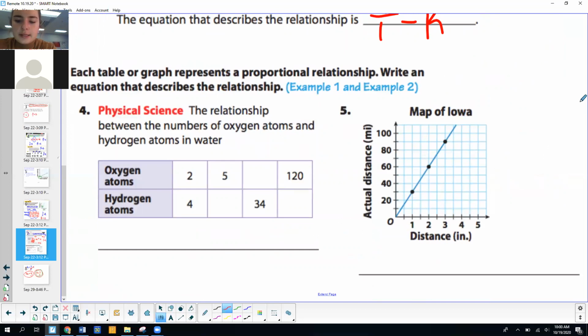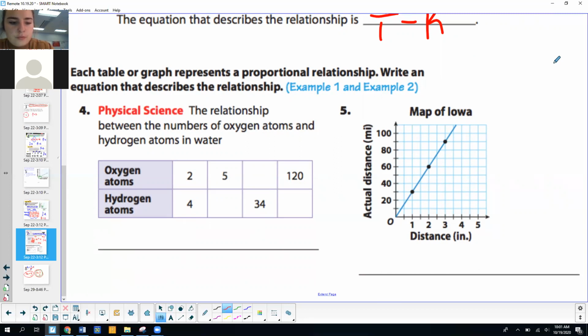All right, finally, last one we're going to do today. Each table or graph represents a proportional relationship. Write an equation that describes the relationship. So the relationship between the numbers of oxygen atoms and hydrogen atoms in water. For every 2 oxygen atoms, there are 4 hydrogen atoms. So for every 2, there's 4. This just wants me to write an equation that describes the relationship.